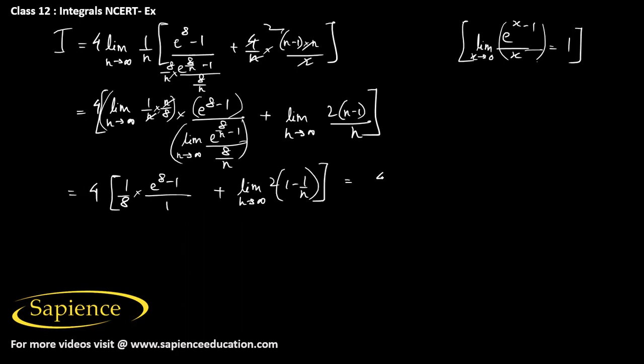So this will be equal to 4 into e power 8 minus 1 by 8 plus 2. So this will be equal to 8 plus e power 8 minus 1 by 2. So this is the final answer.